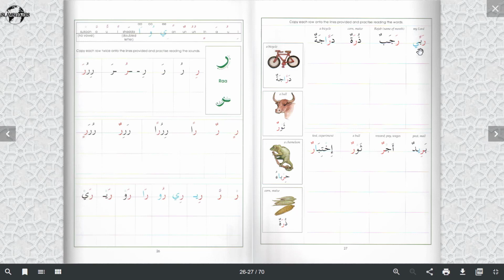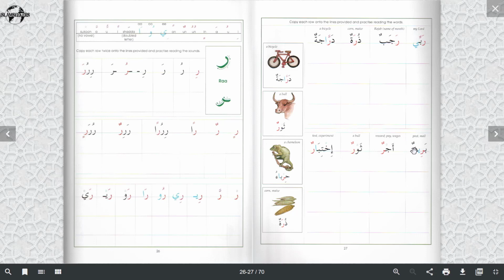Line 1. My lord. Rabbi. Rajab, the name of a month. Rajabun. Corn or maize. Dhuratun. A bicycle. Darrajatun.